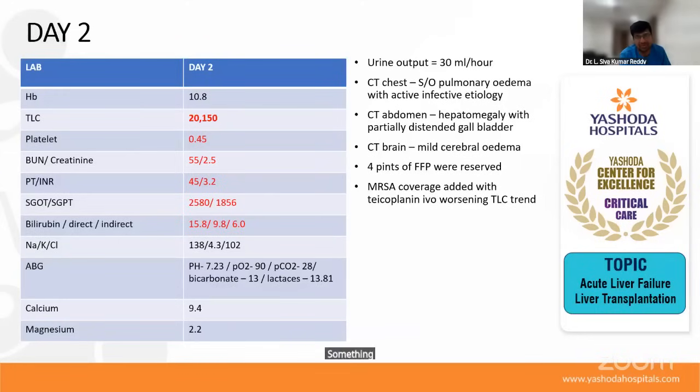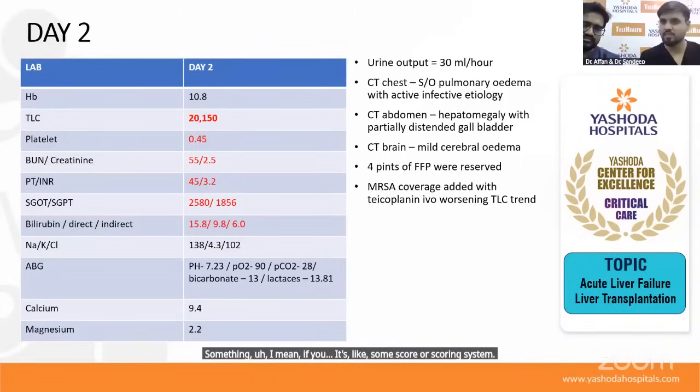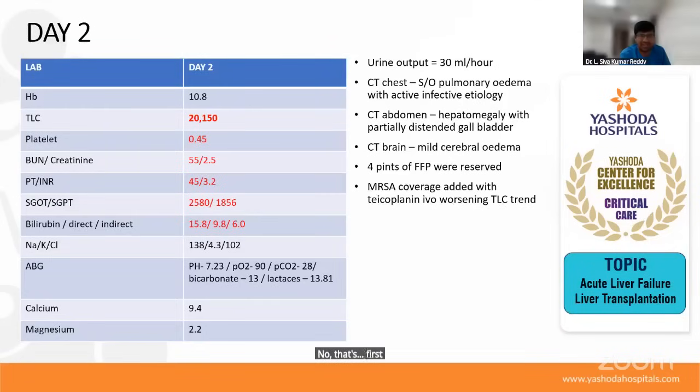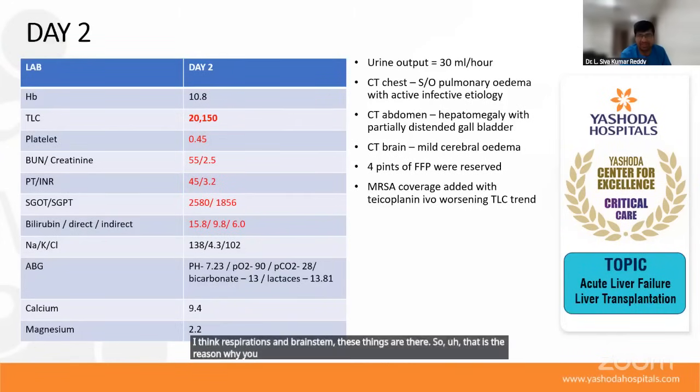Something like some score or scoring system. Richmond agitation... No, that's for the first time when you assess a patient on a ventilator. You have something known as a FOUR score, which is similar to GCS, but not exactly that. It has something like respirations and brainstem, these things are there. So that is the reason why you actually have a better response. Yes.